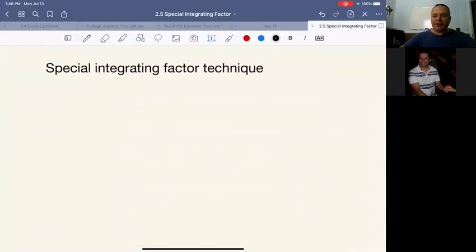Okay, welcome back. So we're going to try and see what happens if we don't have a special or if we don't have an exact equation. Okay, so we're assuming we're taking p dx plus q dy equals 0 and the partial of p with respect to y is not equal to the partial of q with respect to x. So the equation is not exact.